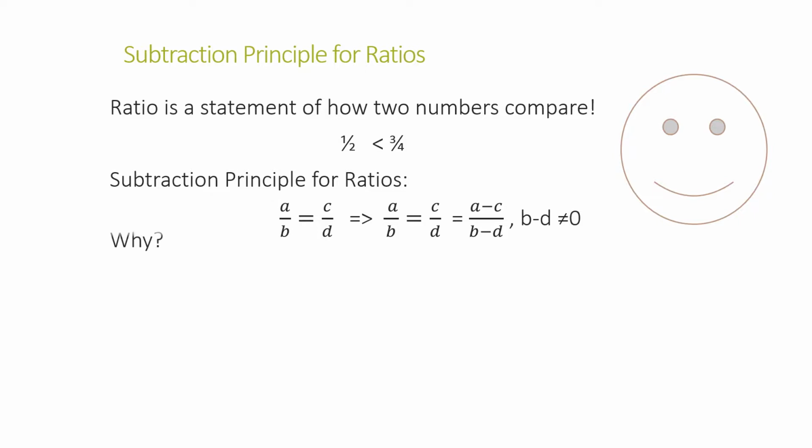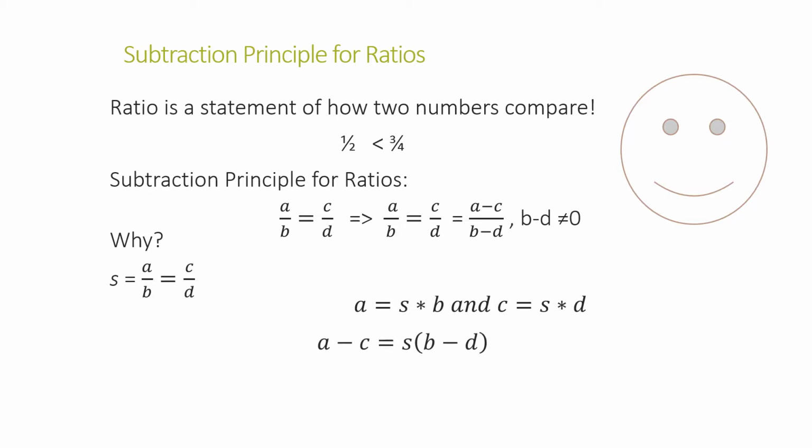How does this work? Let's say S is equal to these equivalent ratios. Then, when we rearrange these equations, we get A equals S times B and C equals S times D. Then we subtract A minus C. A minus C is equal to S times B minus D. Then we solve for S. S is equal to A minus C over B minus D, which is equal to A over B and C over D.